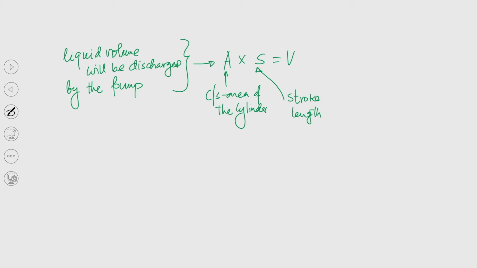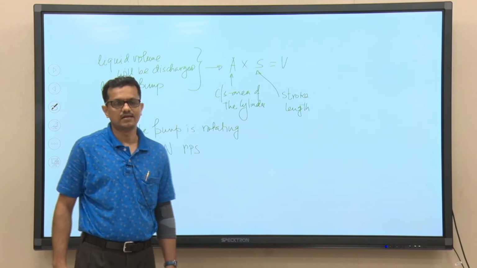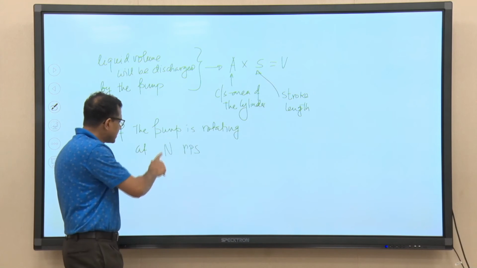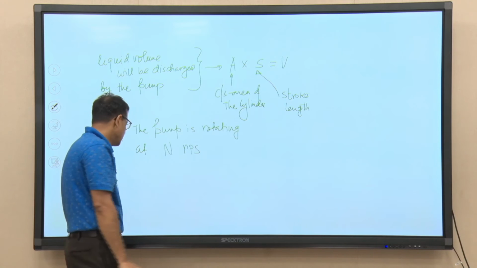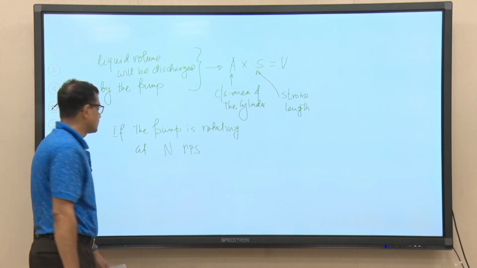Okay. Now, if the pump is rotating at say n rps, revolution per second, so if we now calculate what will be the theoretical volume discharged by the pump per second. So, if the pump is rotating at n rps, that is n revolution per second, then theoretical volume discharged by the pump should be what?